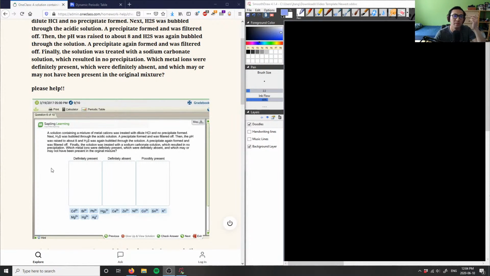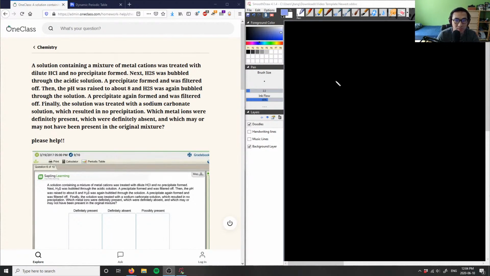All right, so the first question. I believe I've already finished this problem before, and it's a repeat from maybe one of the streams from last time. It's asking: a solution containing a mixture of metal cations was treated with dilute HCl and no precipitate was formed. Next, H2S was bubbled through the acidic solution. A precipitate was formed and was filtered off. Then the pH was raised to about 8, and H2S was again bubbled through the solution. A precipitate again formed and was filtered off. Finally, the solution was treated with sodium carbonate solution, which resulted in no precipitation. Which metal ions were definitely present, which were definitely absent, and which may or may not have been present in the original mixture?